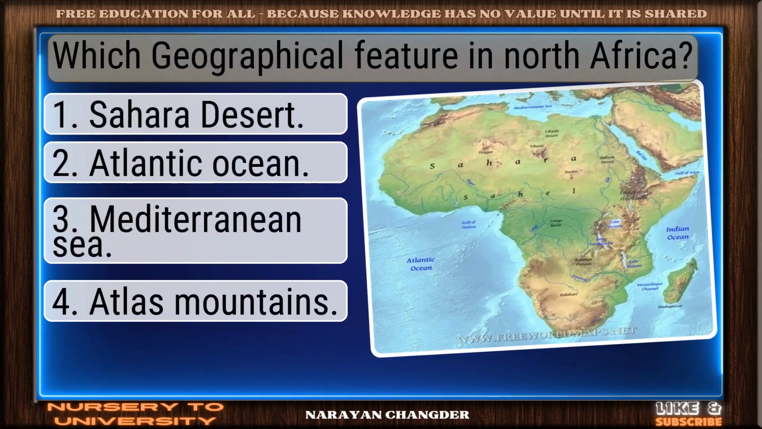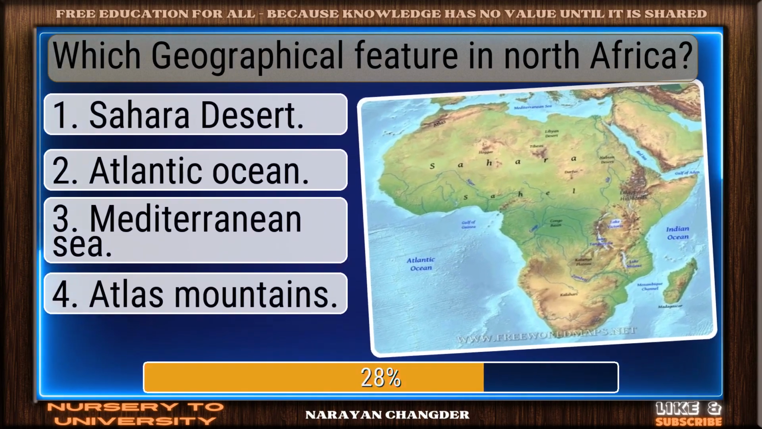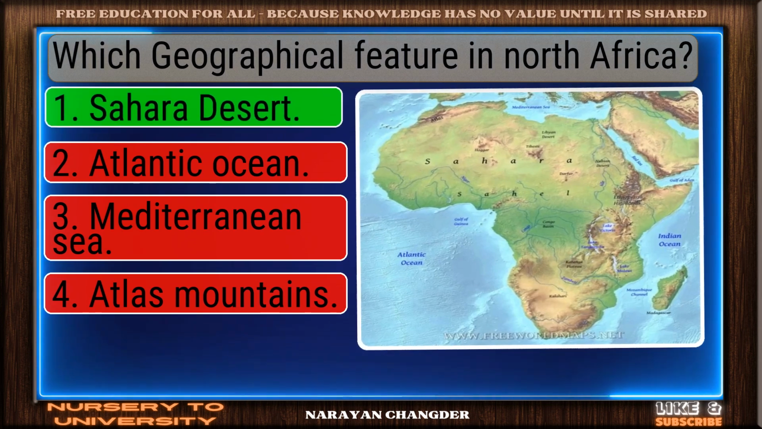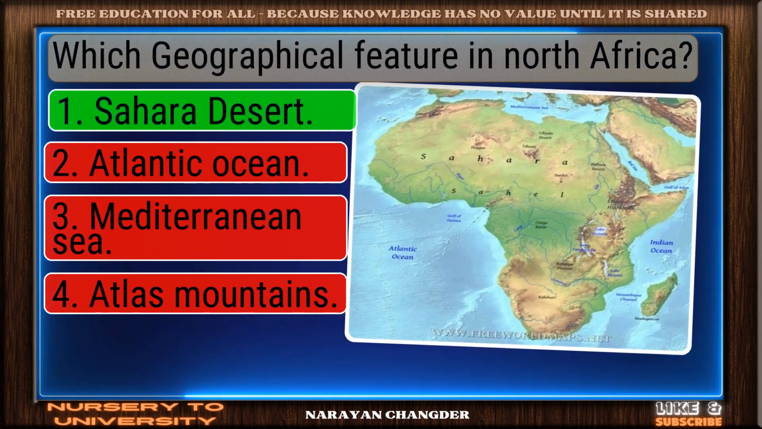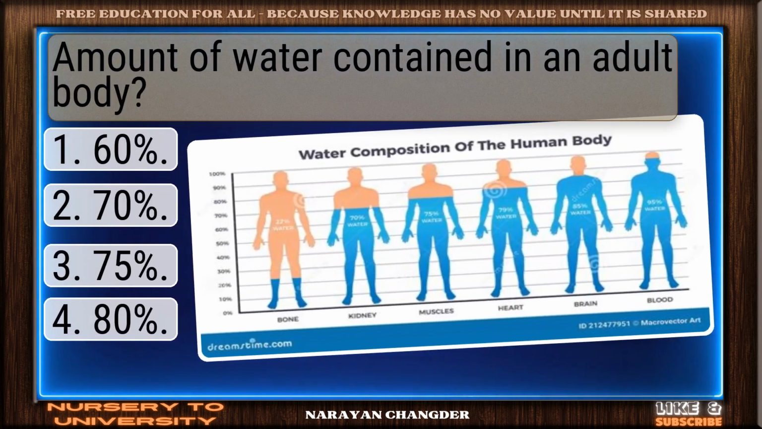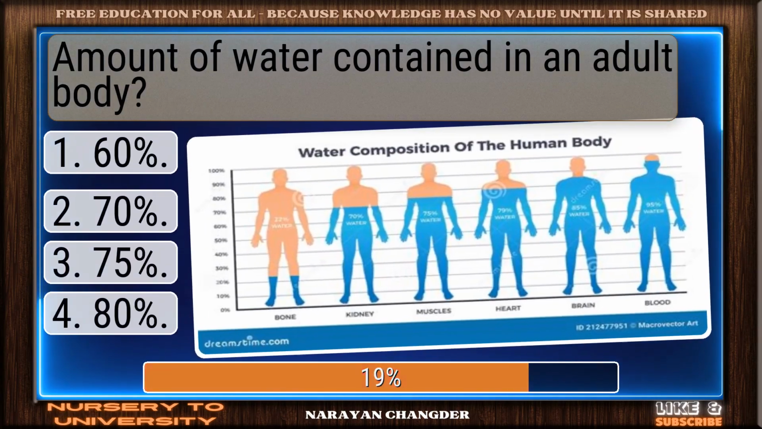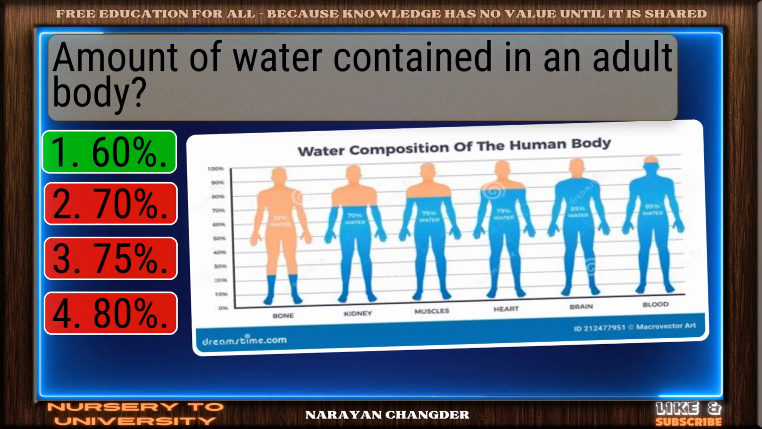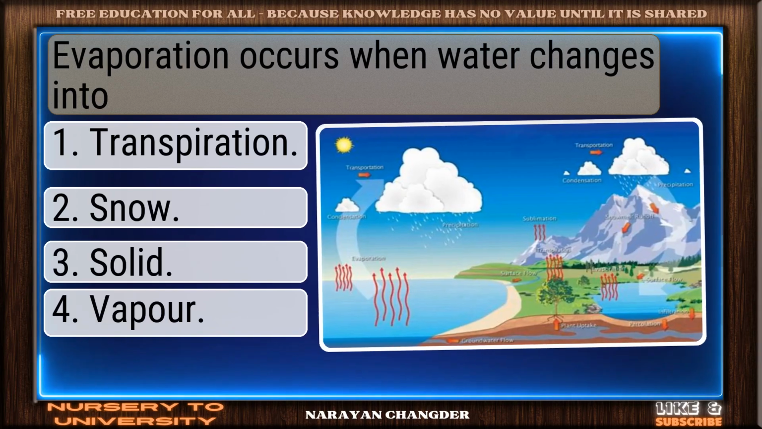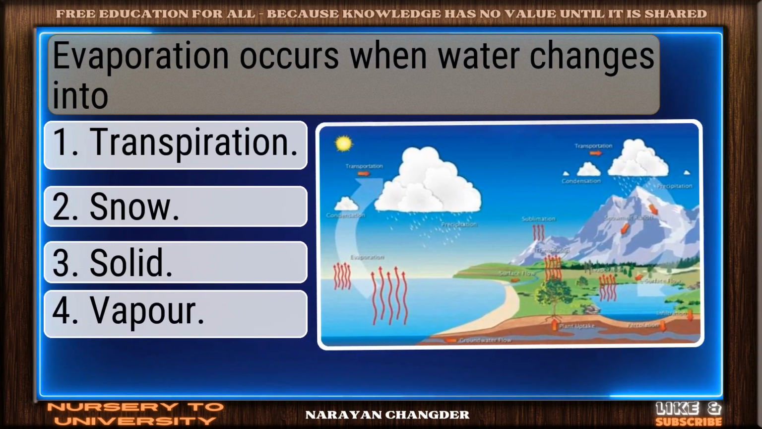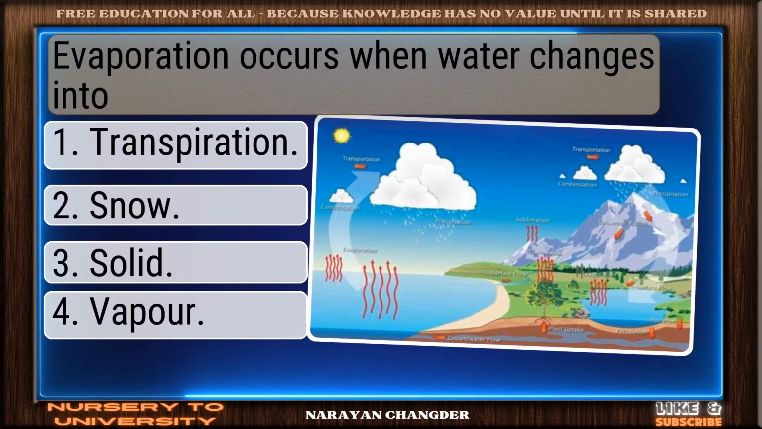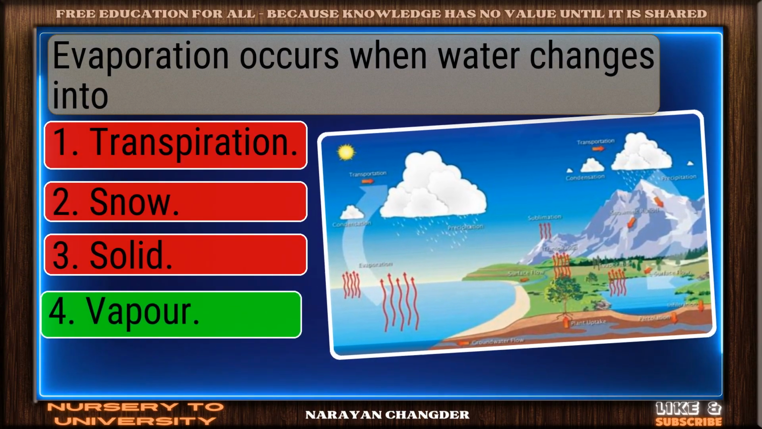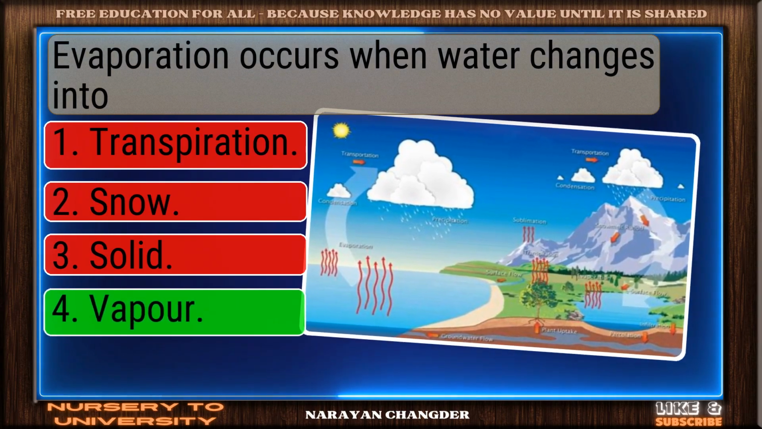Which geographical feature is in North Africa? Good job. Your answer, Sahara Desert, works well here. Amount of water contained in an adult body? Bravo. 60% is the answer. Evaporation occurs when water changes into. Well picked. Vapor is the correct answer.